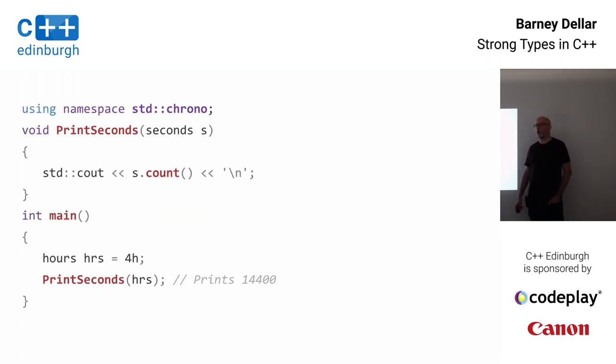This is some code using std::chrono. It's part of the standard library. So here, print seconds takes a value in seconds, but in the main function, we are passing in a value in hours. And yet, it prints out 14,400 when we pass in 4 hours. Somehow, the hours get magically turned into seconds by the time it reaches the function body.